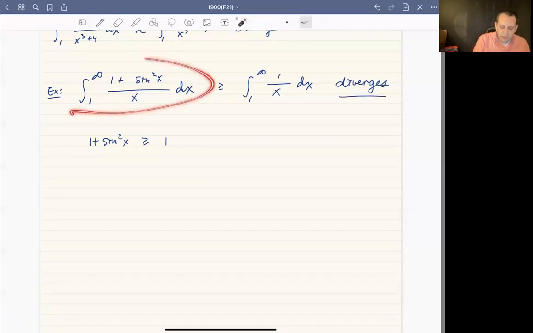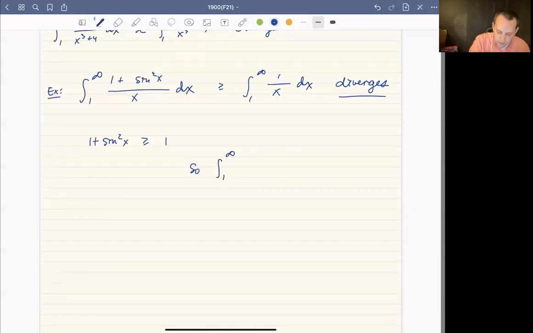And so if the original integral is at least as big, and if this integral goes to infinity, then the original integral also goes to infinity. And so we can argue that way that this original integral diverges too. So this integral diverges.